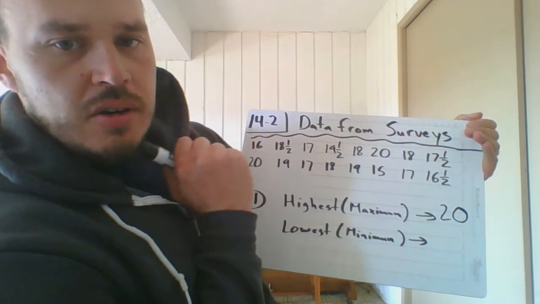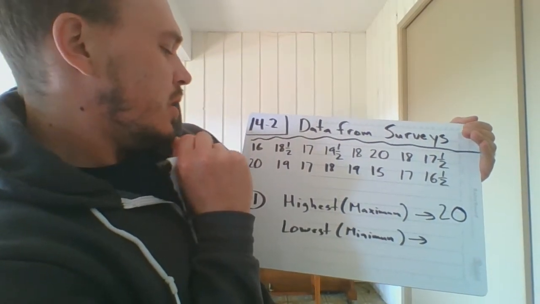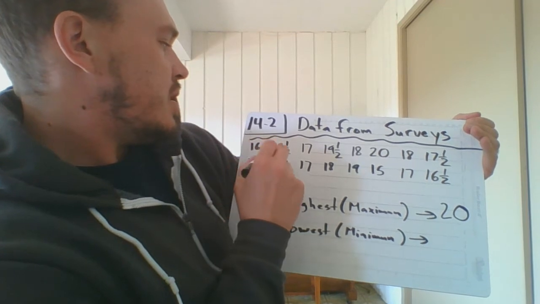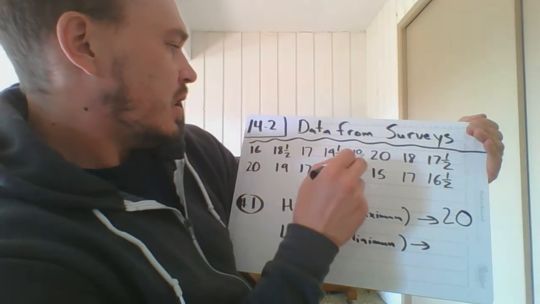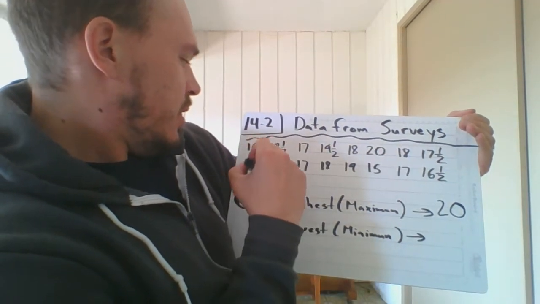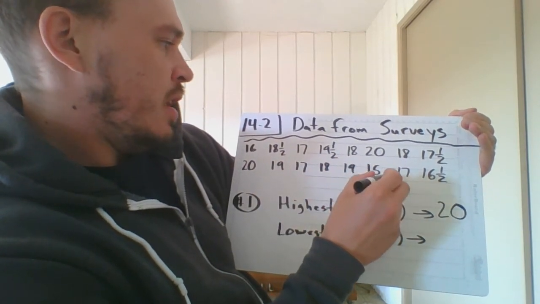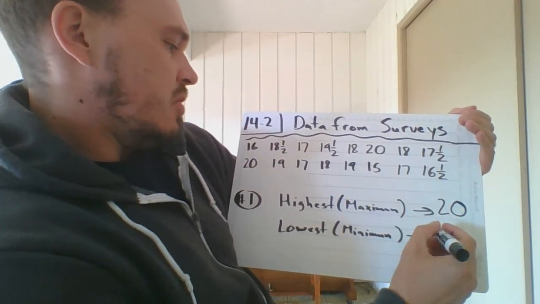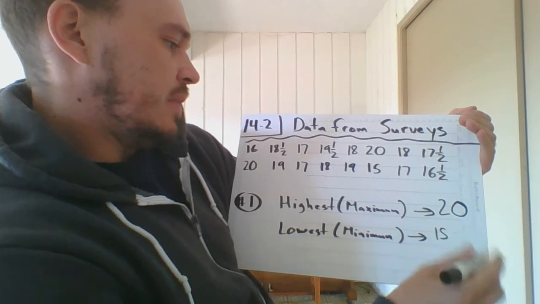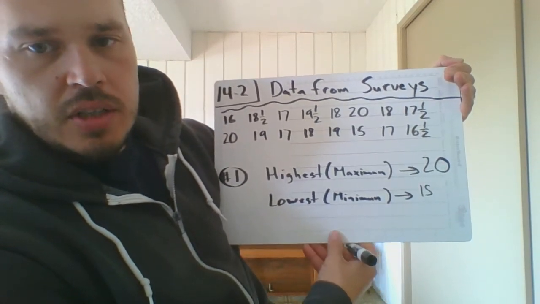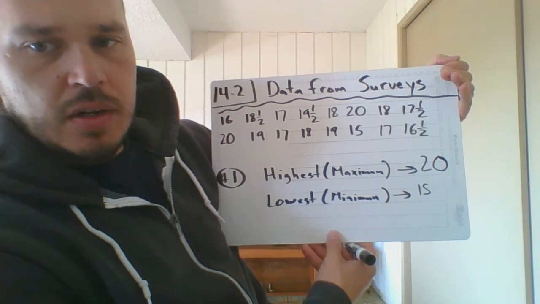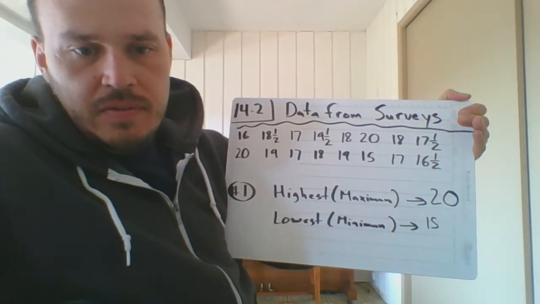Now I'm going to look for the lowest one, which is the smallest number. So far it's 16, still 16, still 15, 17, 16 and a half. So my lowest is 15. So on your paper, jot down that the highest or the maximum is 20 and the lowest and minimum is 15.